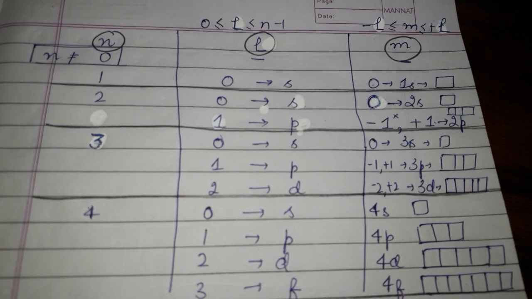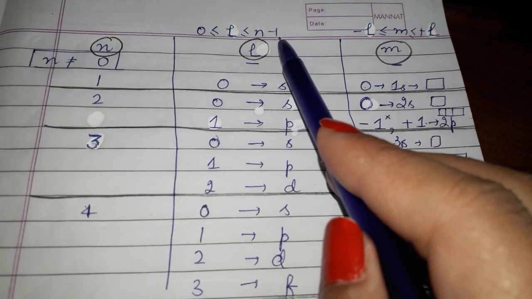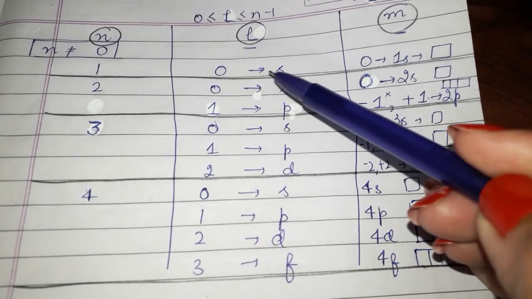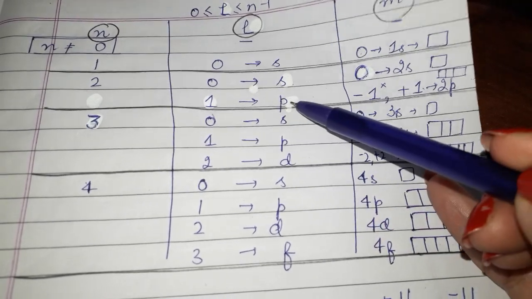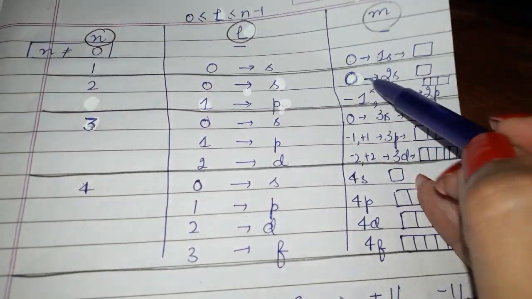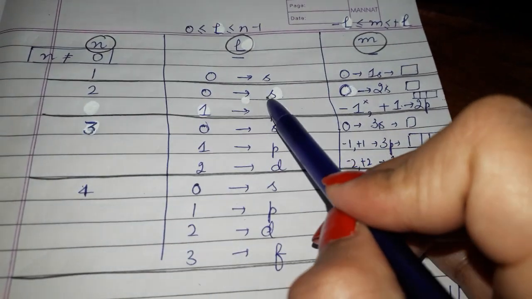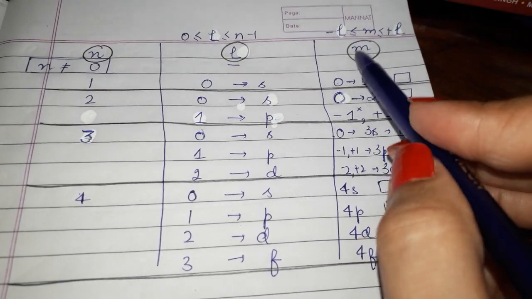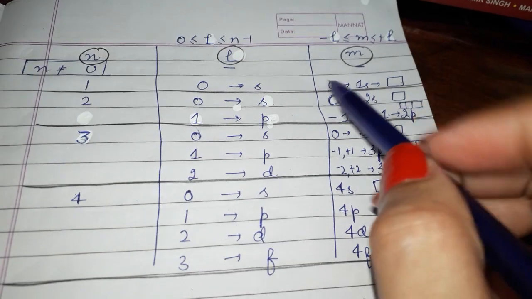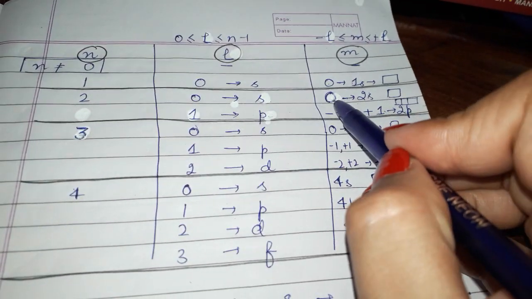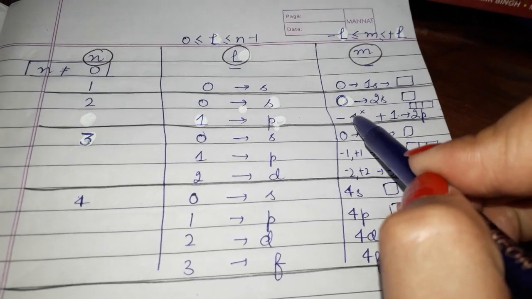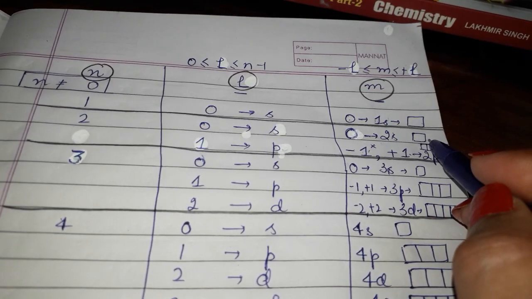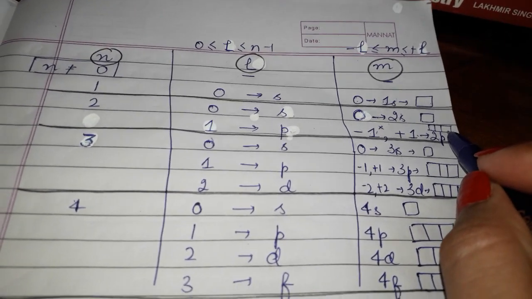Now for n equal to 2, the values of l are 0 to 2 minus 1, that is 1. Two values, 0 and 1. For 0, the name of the orbital is s, and for 1, the name of the orbital is p. So it will be written as 2s, 2p. These are written here as values of m, minus 1 to plus 1, that is minus 1, 0, plus 1. For s, there is one orbital, so 1 is drawn. For p, there are 3 orbitals, so 3 are drawn.